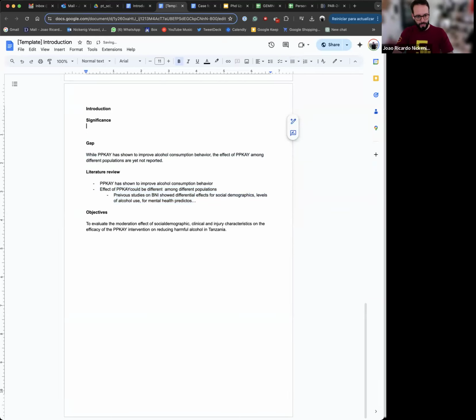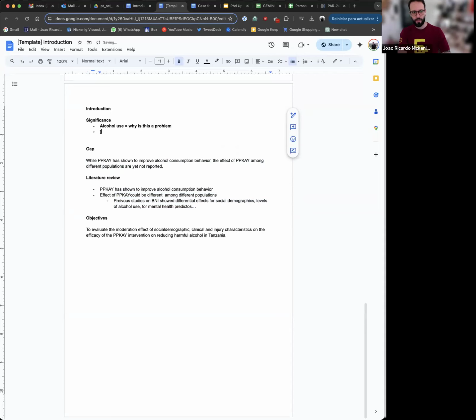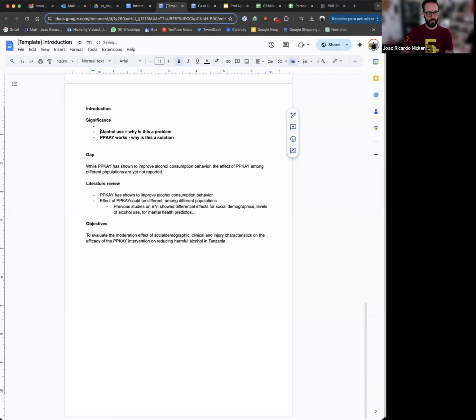The key pieces that I'm talking about here in the gap are alcohol use. So I have to say, why is this a problem? The second piece of this is that PPK works. So why is this a solution? And then finally, I have the gap, right? So then in the significance, I can start coming here and say, well, if my topic is about alcohol, then I'm going to focus on alcohol.